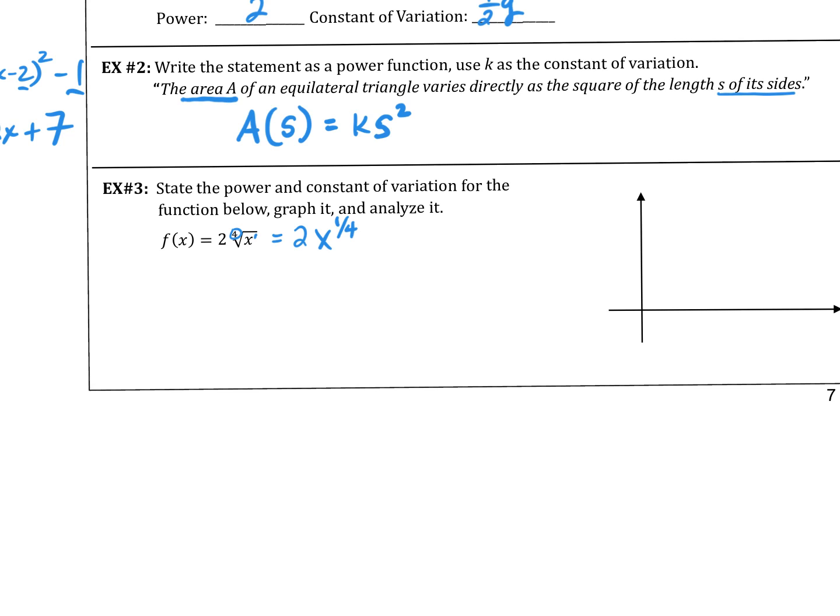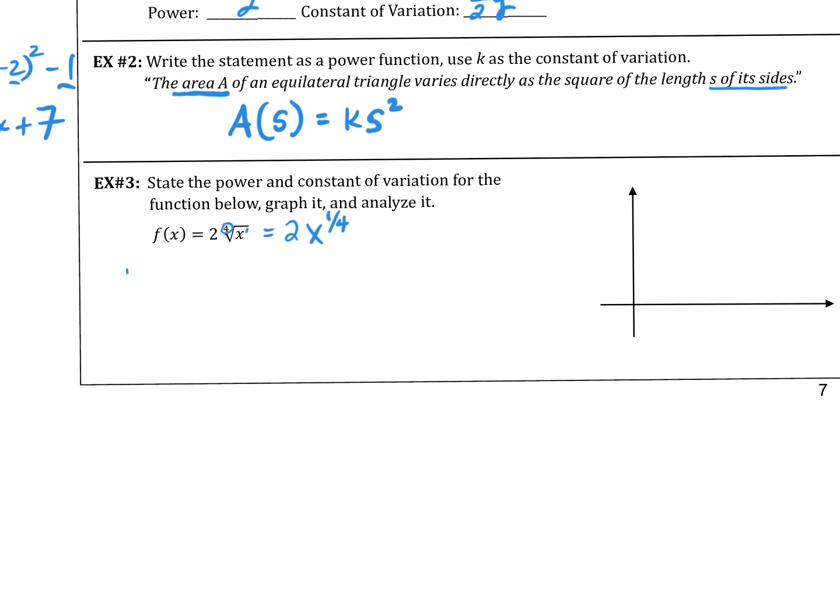1/4. What is the constant of variation? Good. So power, 1/4. Constant of variation is 2.